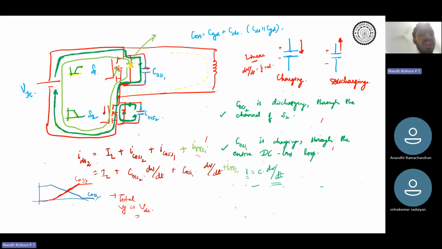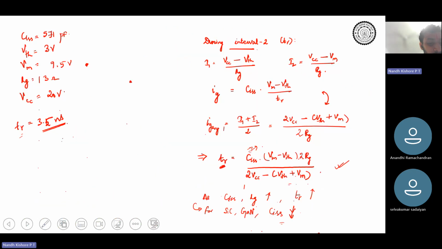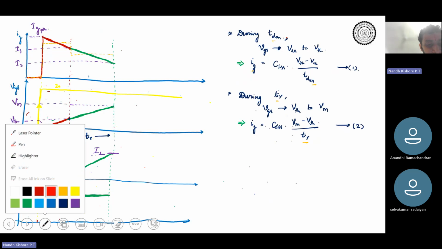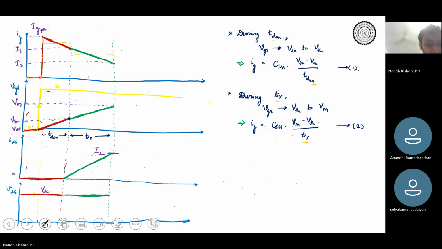Let's assume that for simplicity. C dV by dt is constant, so it is falling linearly, rising linearly, right? So if I have to complete over here, let's take some other color. If I have to complete, VDS is falling linearly. VDS falls like this.